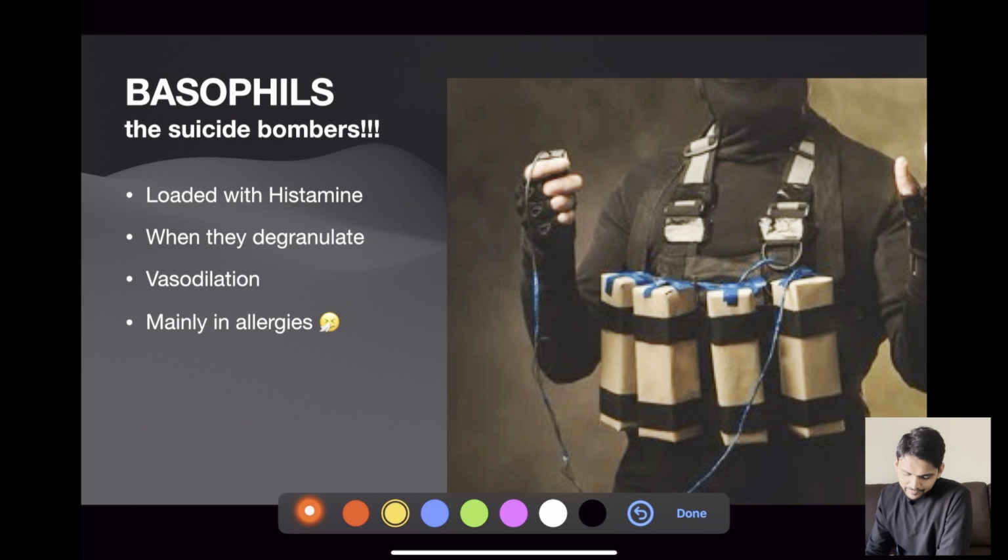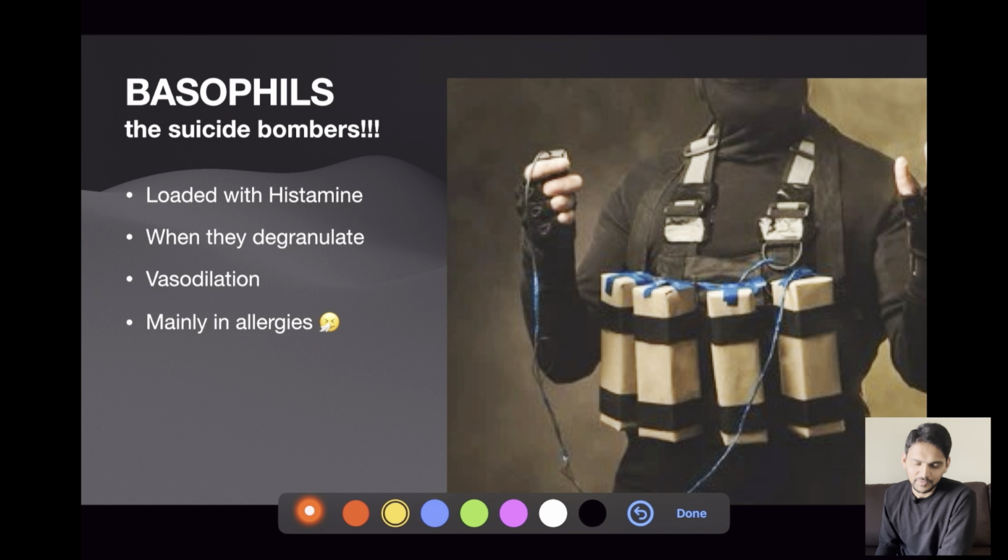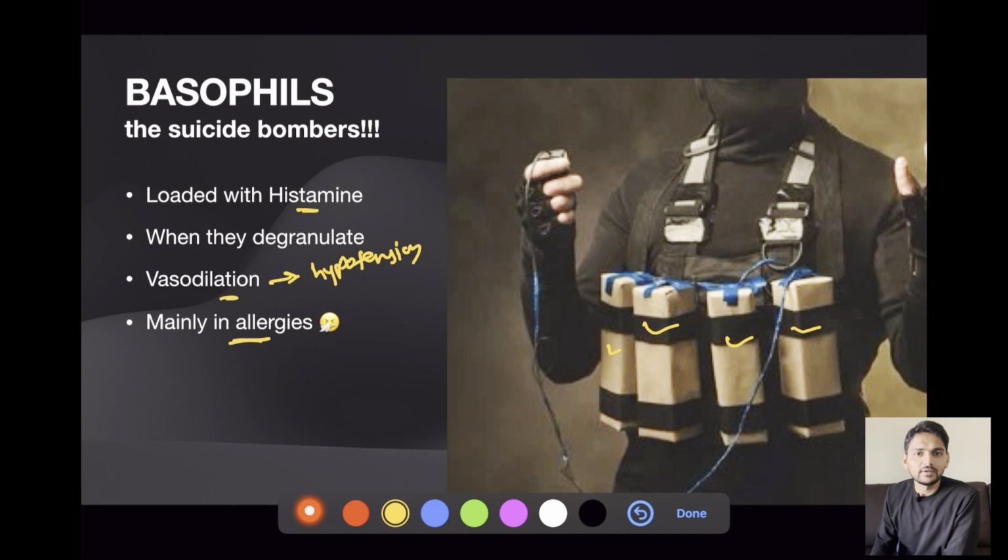Then comes basophils. Basophils are like suicide bombers. Okay, in the sense they are loaded with some explosive material inside them, that is nothing but histamine. So when they degranulate, there will be release of histamine causing sudden vasodilation. It can also lead to hypotension sometimes. So this type mainly acts in case of allergies or anaphylaxis. So you can correlate basophils with a histamine-loaded suicide bomber. Okay, so these are the WBCs which are allocated particular actions. So they will try to come for rescue.